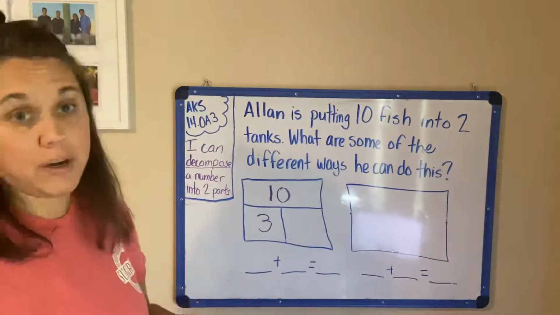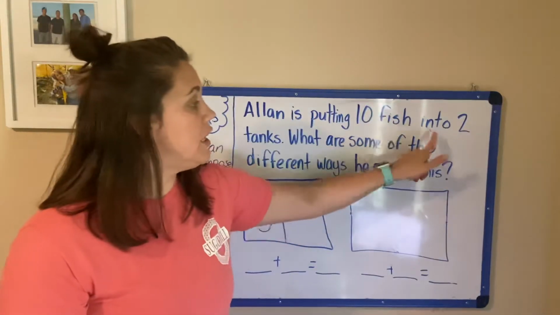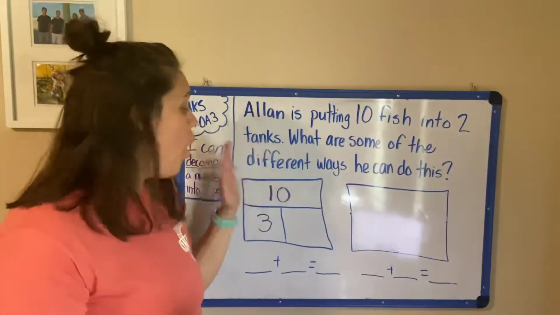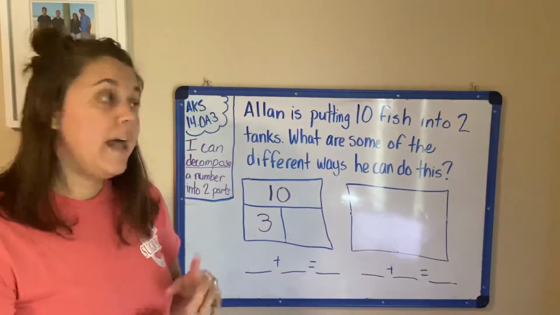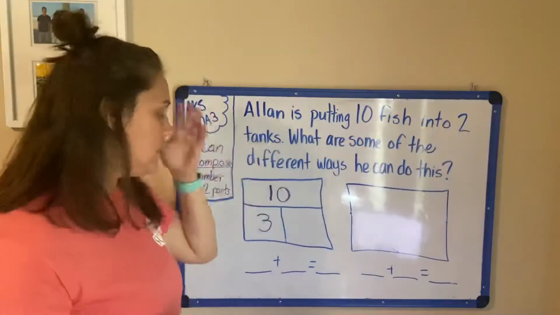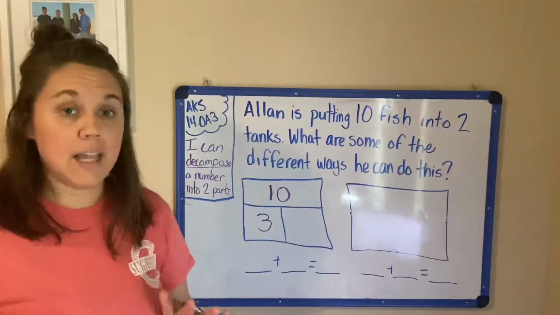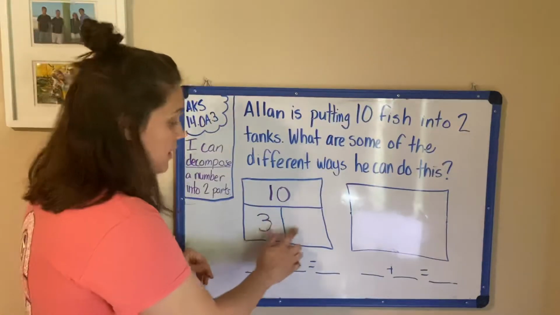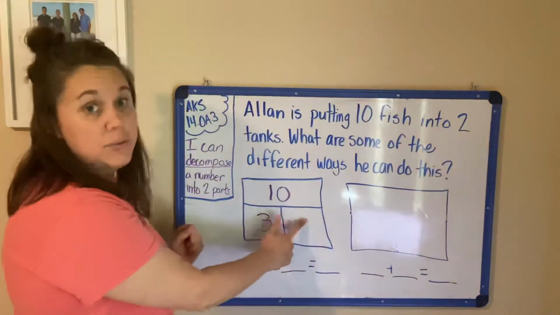The third thing I want to look at is the number 2. He's putting the 10 fish into 2 tanks. We're not going to have the number 2 anywhere in our problem. And the reason behind that is he's putting them into 2 tanks. We're talking about the fish. I want you to pretend like each one of these boxes, each one of our parts, is a fish tank. So 1 tank, 2 tanks.